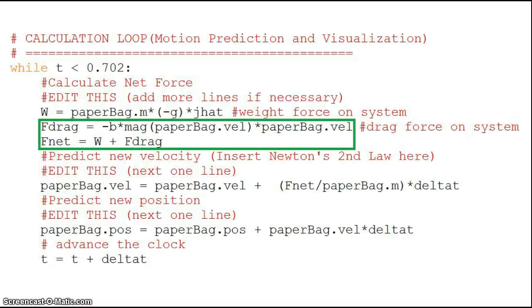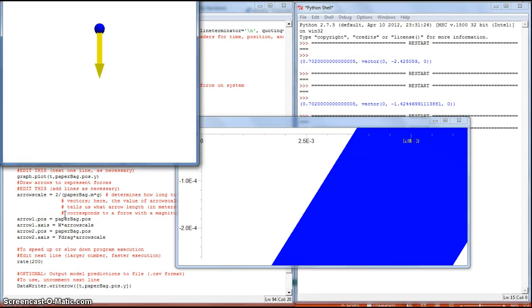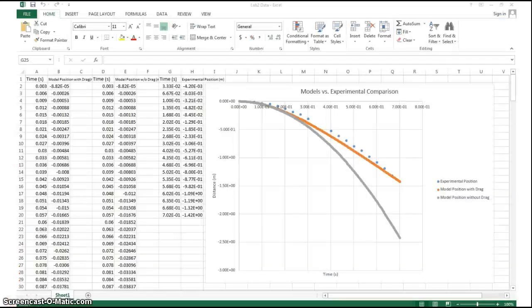This can be set into the code for a more accurate portrayal of the experiment by setting F drag to be negative b times the magnitude of the velocity of the bag squared and adding F drag to the overall net force. When the code is run, a much more accurate visual of the experiment is shown by the two vectors. One pointing upwards, the blue arrow, is the drag force, and one pointing downwards, the yellow arrow, is the weight force.